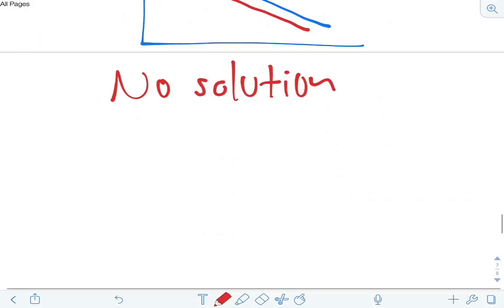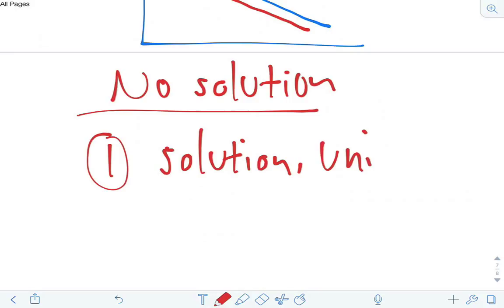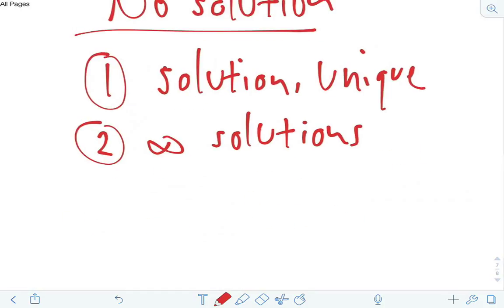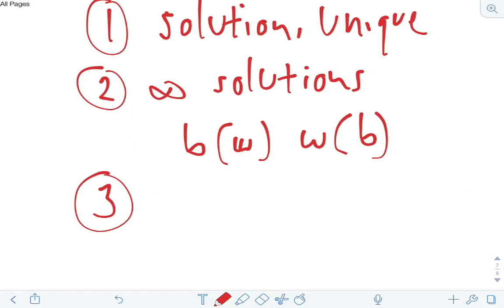So I have basically three possibilities. I have a solution, which we will not prove, but if we can show it to be unique, a single unique solution. I have an infinite number of solutions, where essentially I cannot provide unique values for B and W, but I can give you B as a function of W, or W as a function of B, the relationship between them that satisfies those infinite solutions. And I have no solution. So there's three possibilities.